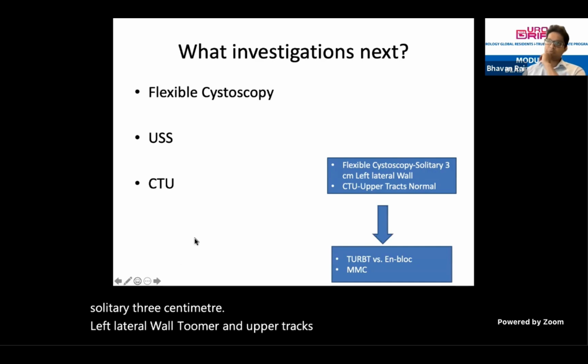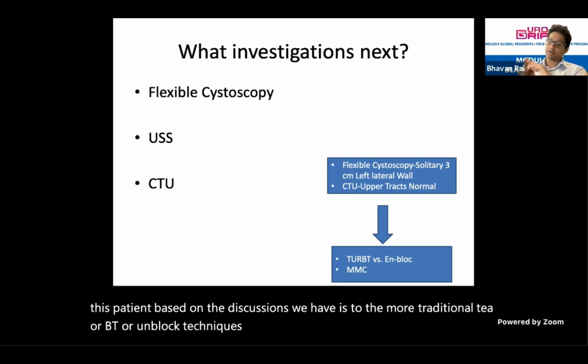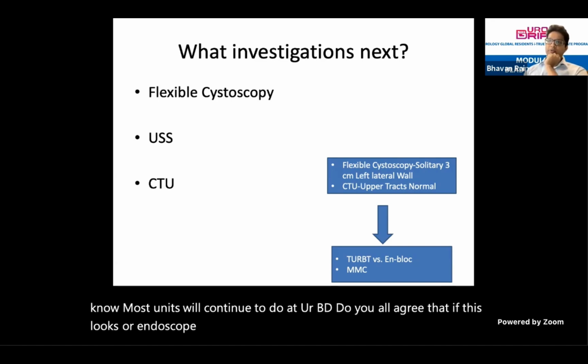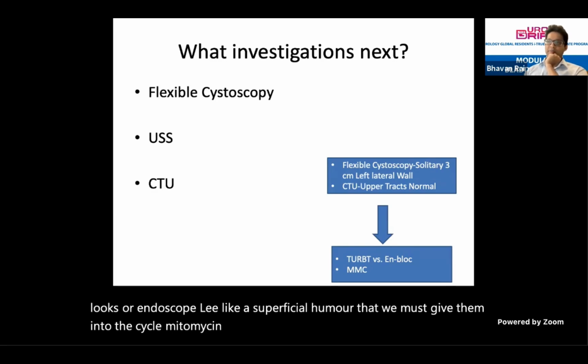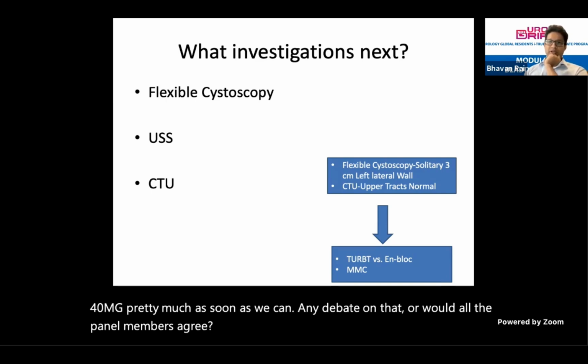So the options in this patient, based on the discussions we have, is to do the more traditional TURBT or en-bloc techniques, and the jury is out on that. We still don't quite know, but most units will continue to do a TURBT. Do you all agree that if this looks endoscopically like a superficial tumor, that we must give them intravesical mitomycin C 40 milligrams pretty much as soon as we can? Any debate on that, or would all the panel members agree? Yeah, that's beyond debate.